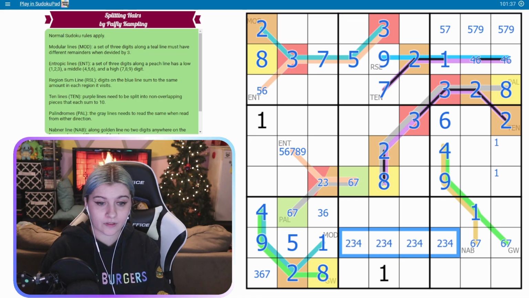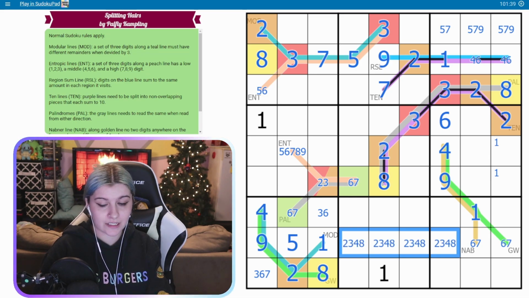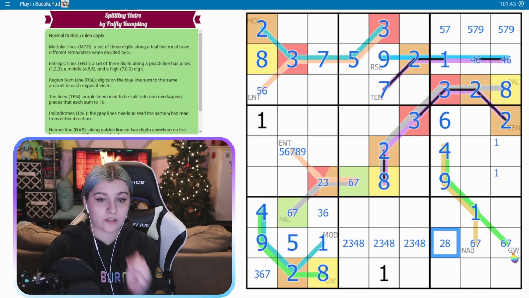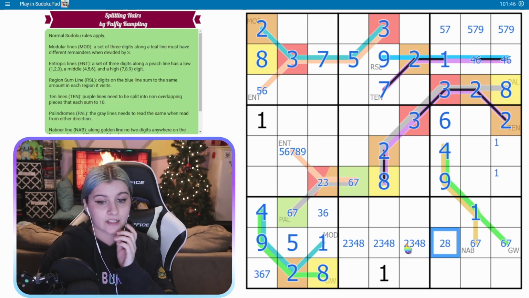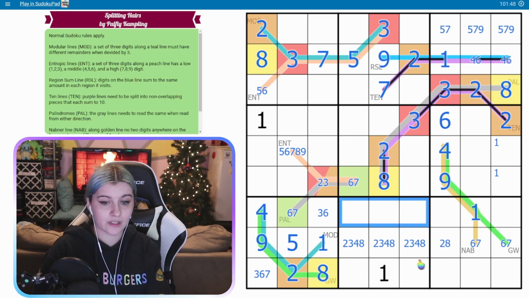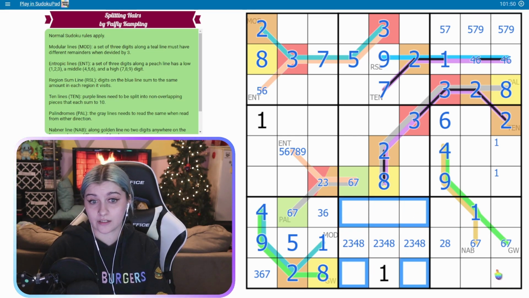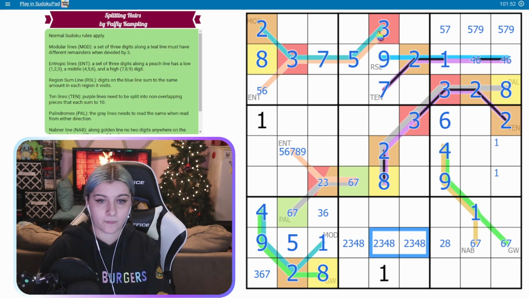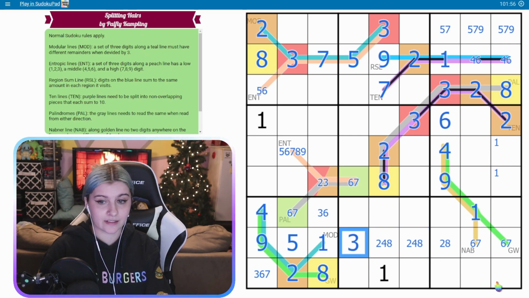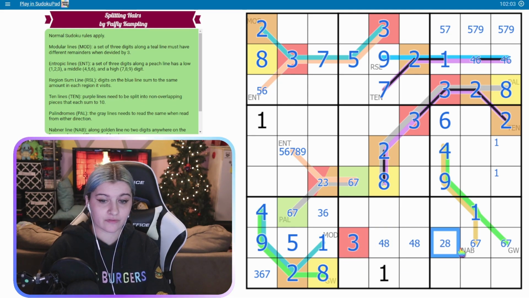2, 3, 4, 8. This can't be a 3 or a 4, so it is just a 2, 8, which means I need to have a 3, 4 here, so these can't be 3, 4. Could I do something with that? Oh, this is the only place 3 can go in the row. Very nice. That's red. 2, 4, 8. This also can't be 2s, so it's a 4, 8, so this is a 2.